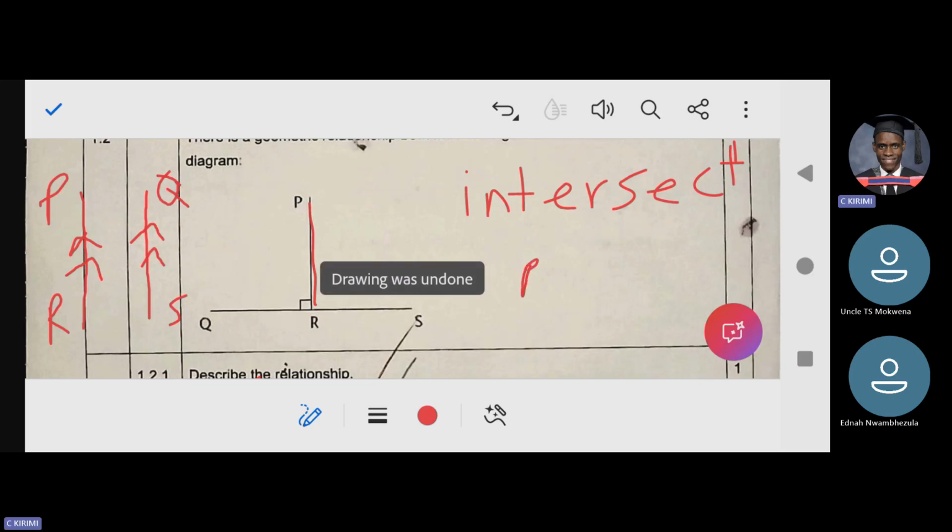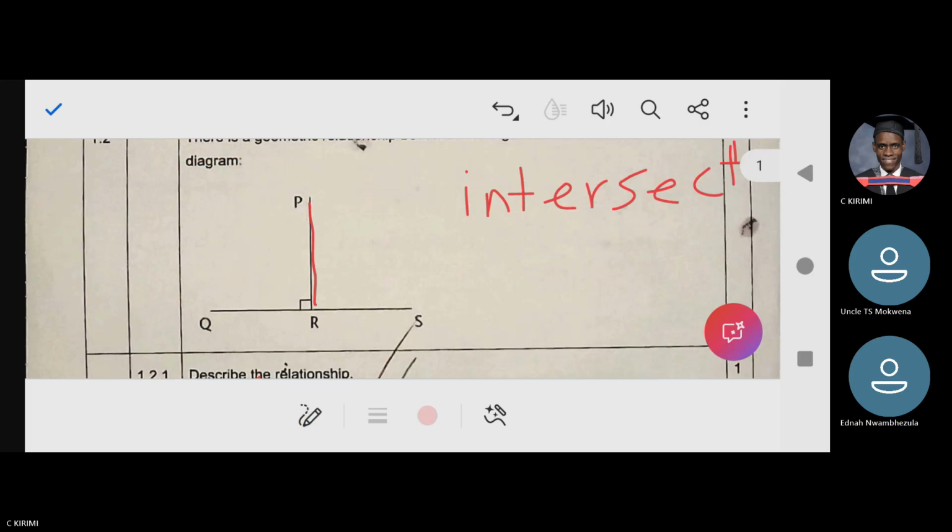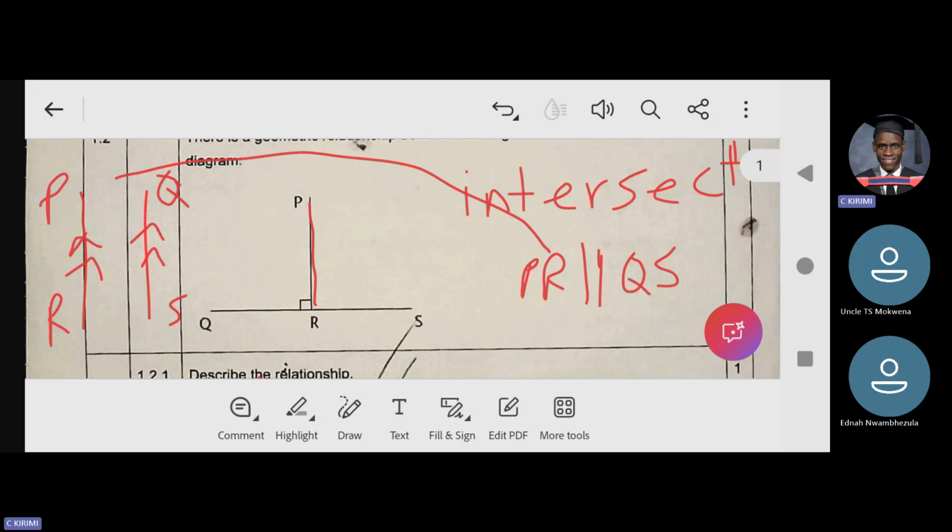So if you are given those kinds of lines, you write that PR is parallel to QS. This is the symbol for parallel. Only for this one which I have given you. But for the original question, suppose they change the question. They might change from perpendicular to parallel. You must know both ways. So you use that symbol. If you forget that symbol, you are allowed to write in words that PR is parallel to QS.